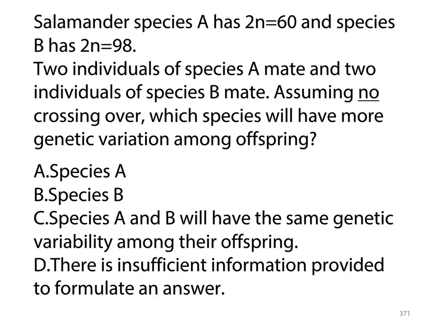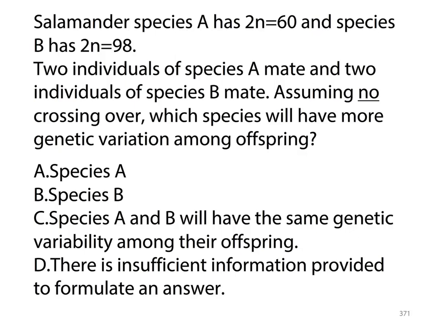So once again, let's try this question. You have salamander species A, which has 60 chromosomes and they're diploid. You have salamander species B, which is diploid, with 98 chromosomes. 2 individuals of species A mate with one another. 2 individuals of species B mate with one another. Assuming no crossing over, who's going to have more genetic variation among the offspring?